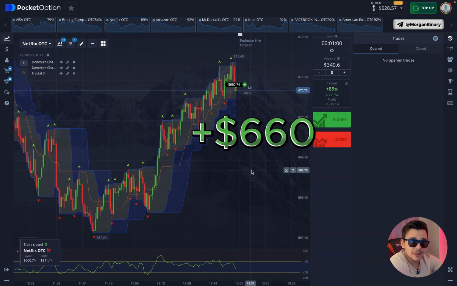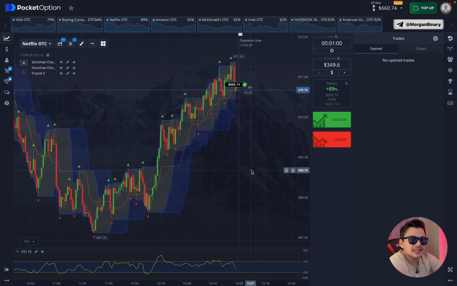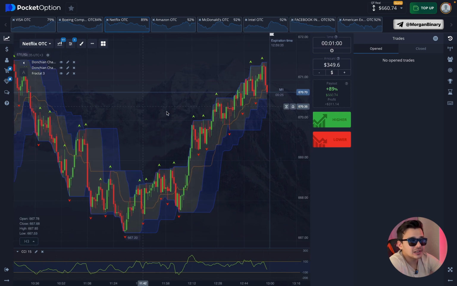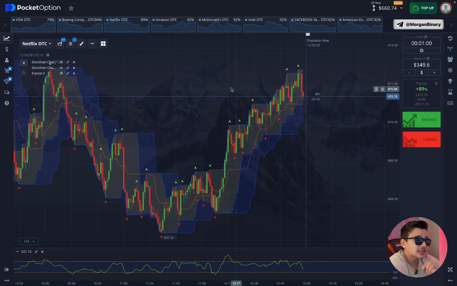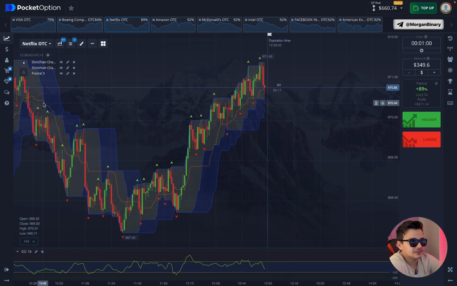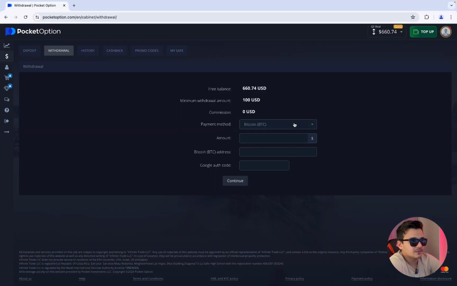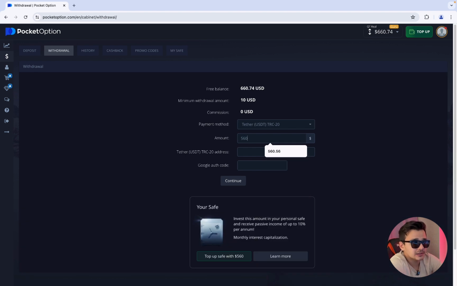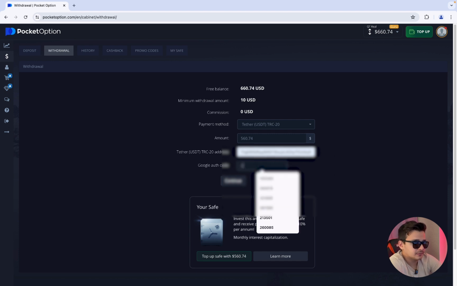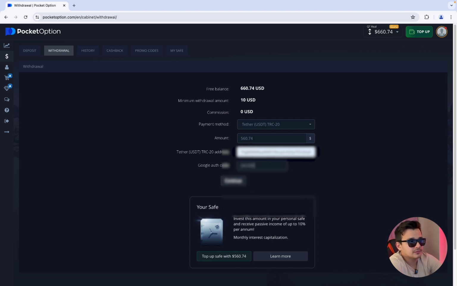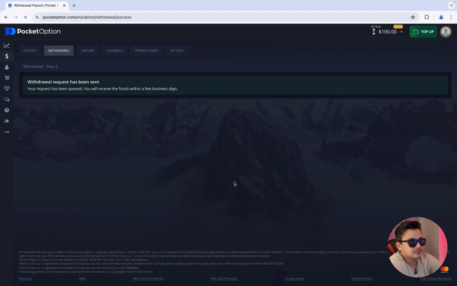The trade closed in profit, the entry point playing a crucial role, and I was highly confident about this trade. Let's wrap up today's trading and proceed with the withdrawal. Today's profit is $560. The withdrawal is being processed successfully.